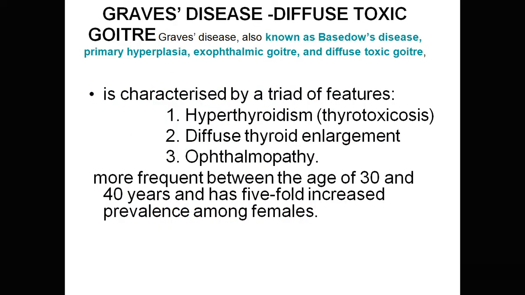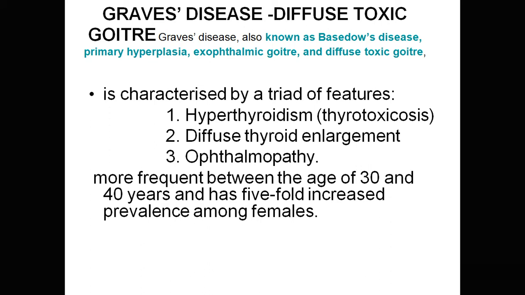Now we discuss Graves' disease. What is Graves' disease? The other name of Graves' disease is diffuse toxic goiter. It is characterized by a triad of features, meaning three things: hyperthyroidism, that is thyrotoxicosis, diffuse thyroid enlargement, and ophthalmopathy. So there must be a diffuse thyroid enlargement plus ophthalmopathy and thyrotoxicosis.